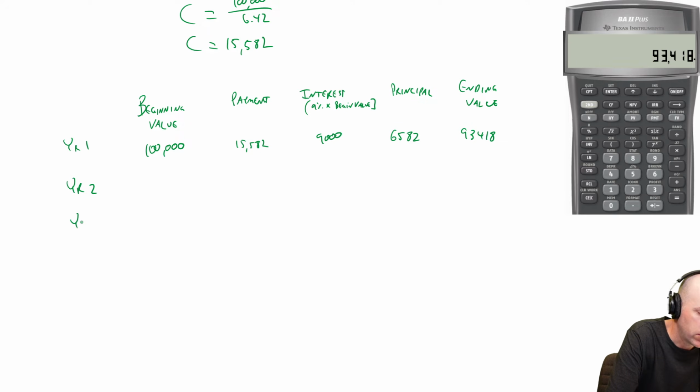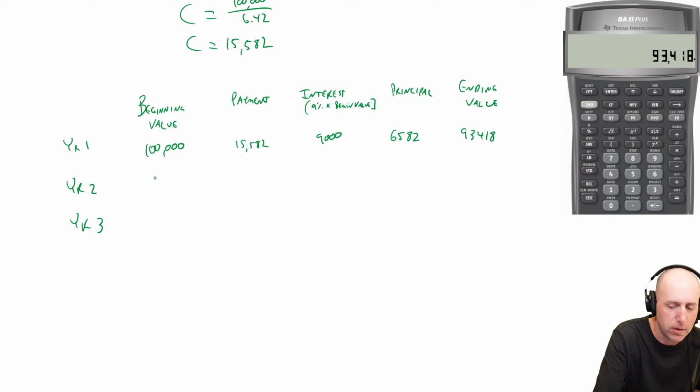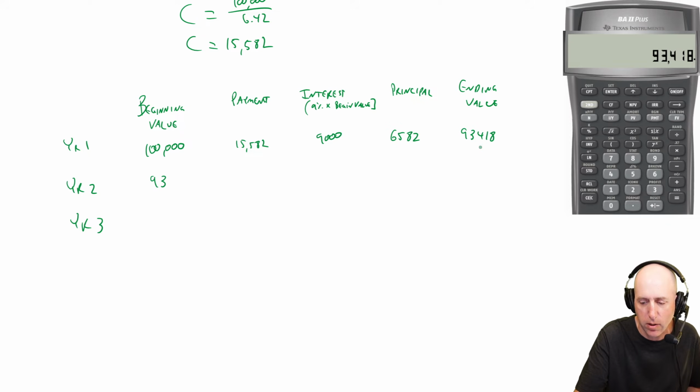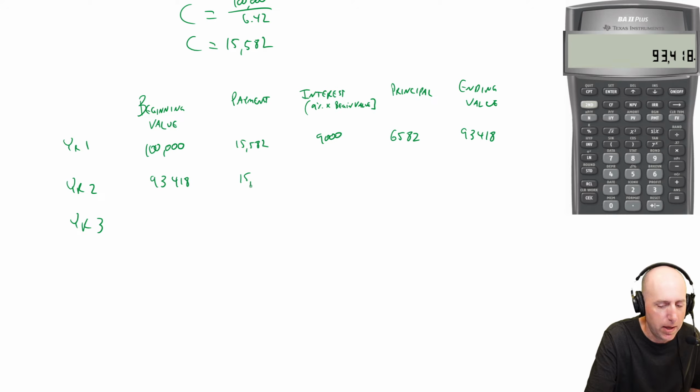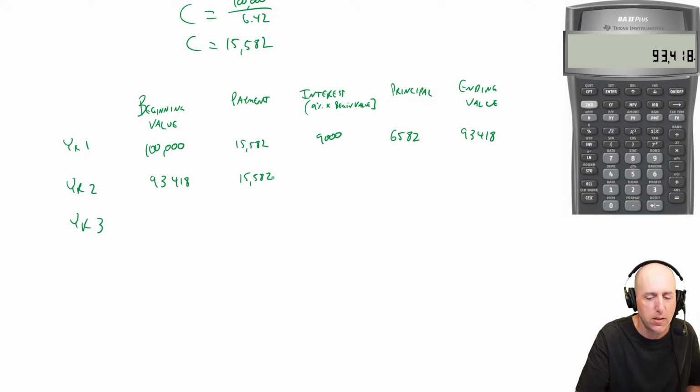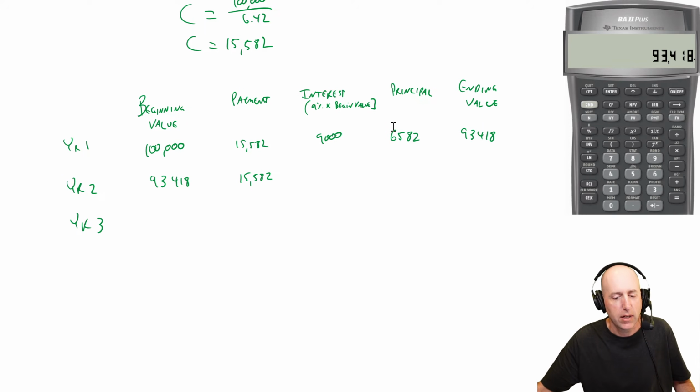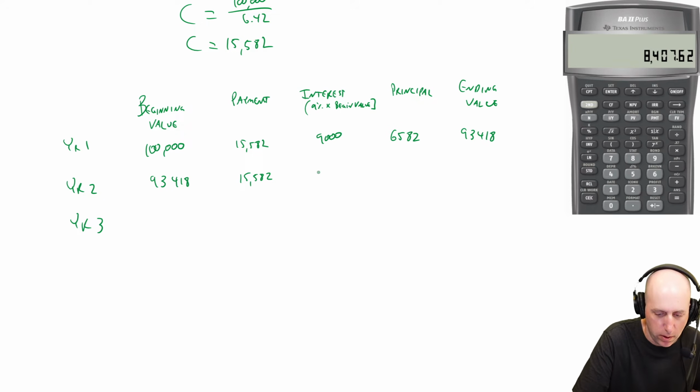We're asked to do 3 years. Now, there are 10 years, but we're just going to do years 2 and 3. We start year 2 with what we ended year 1 with, 93,418. We make another payment. The payment's always the same, 15,582. Our interest is 9% of the beginning value, 9% of 93,000 this time, so times 0.09. It's 8408.